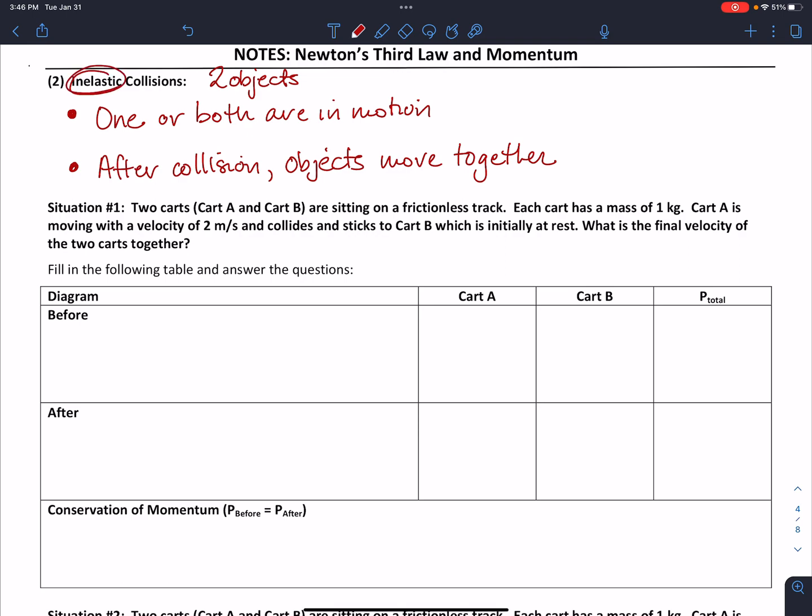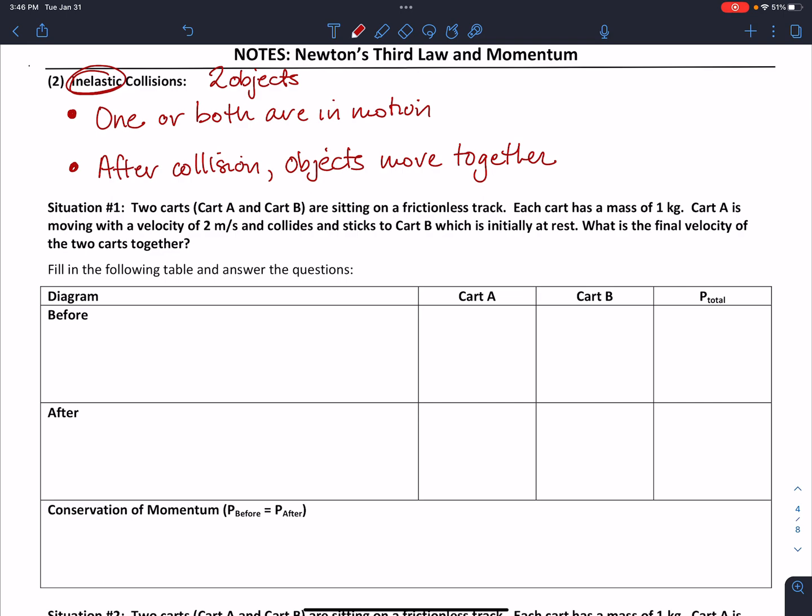Another thing to keep in mind when we talk about inelastic collisions is there's always a loss of energy somewhere. It's usually in the sound, or maybe there's some heat released, or there's some sort of crack. But we're going to lose a little bit of energy when an inelastic collision is occurring.